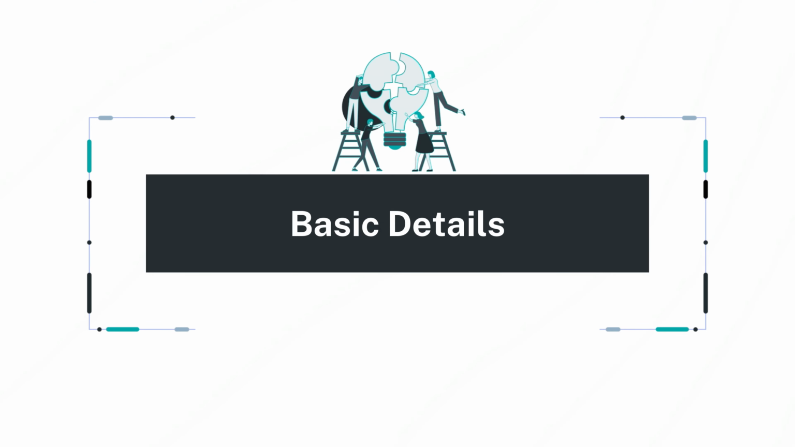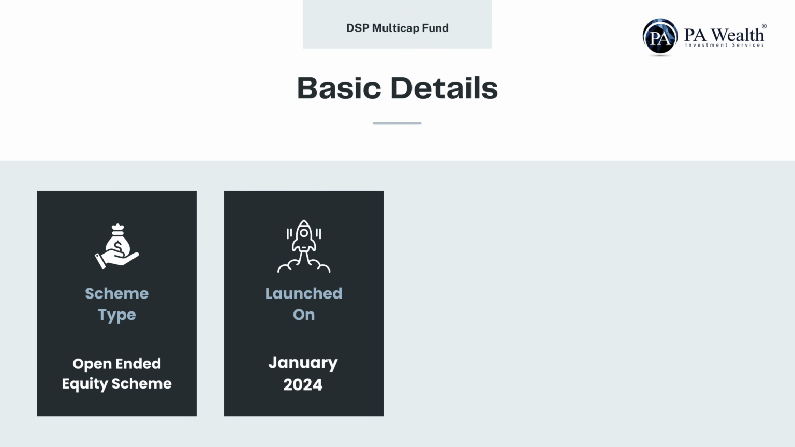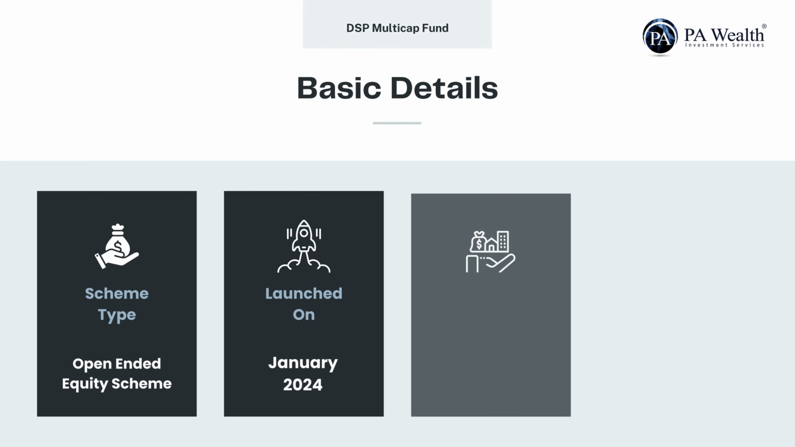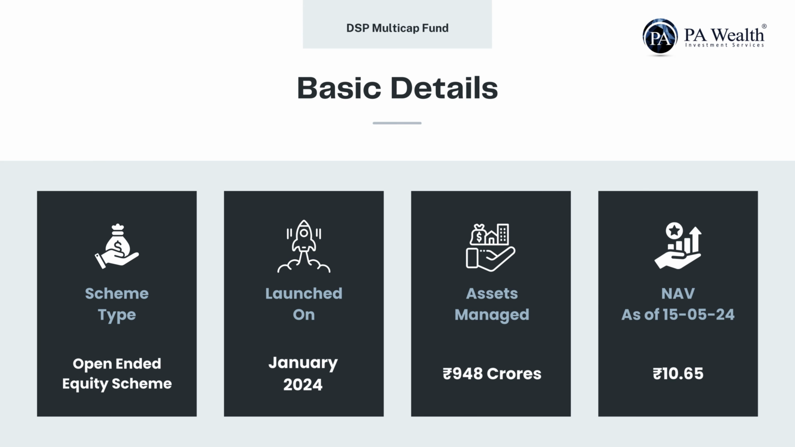Let's start with the basic details. The DSP Multicap Fund is an open-ended equity scheme. It was launched on the 30th of January 2024 and manages assets worth approximately 948 crores. The net asset value as of the 15th of May 2024 stands at 10 rupees and 65 paise.